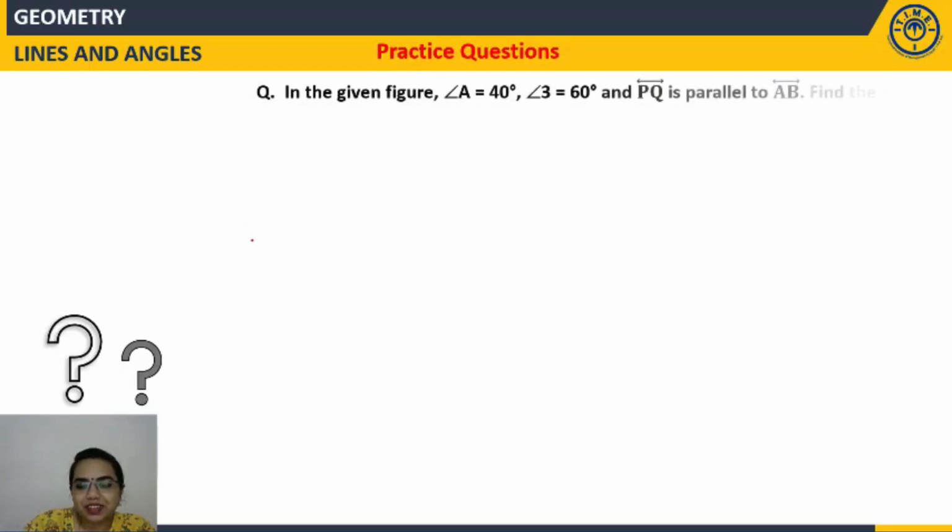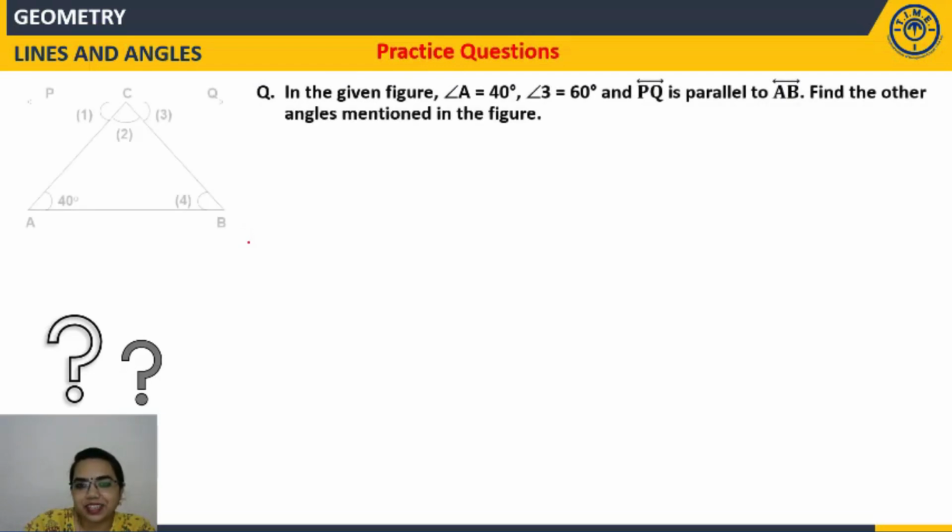In the given figure, angle A is equal to 40 degrees, angle 3 is equal to 60 degrees, PQ is parallel to AB. Find the other angles mentioned in the figure. So what is given here? This angle A is given as 40 degrees. Angle 3 is given equal to 60 degrees, and also PQ is parallel to AB. We have to find the other angles which are mentioned in the figure.